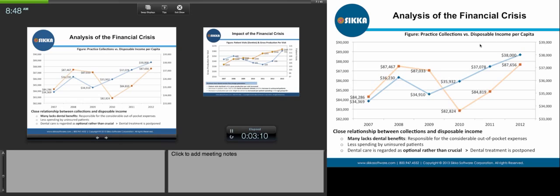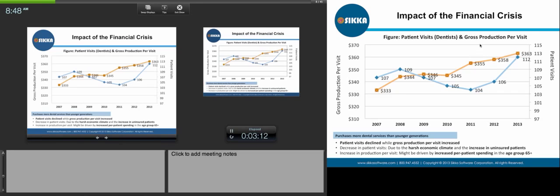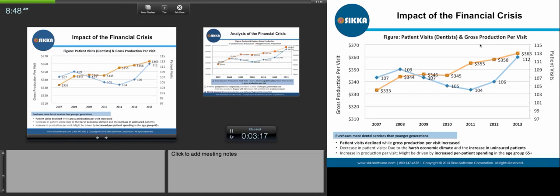What this shares with you is how the patient visits reflected as per the gross production per visit. Now, gross production per visit is the orange line, which is the line that you see with square boxes, and blue is the patient visits.